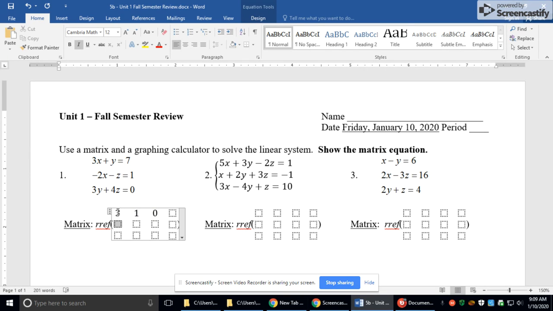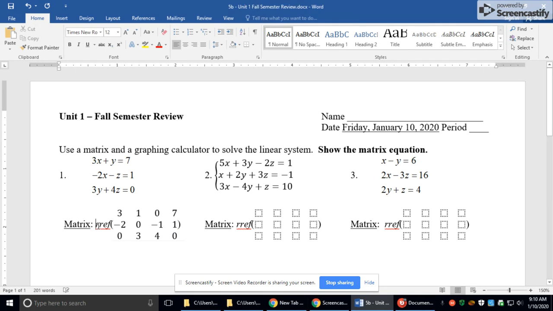And then I put equals 7 right there. And then the next one, negative 2x. I have no y's, minus 1 equals 1. And then I have 0 x's, 3 y's, 4 z's equals 0. All right, so that's our matrix.